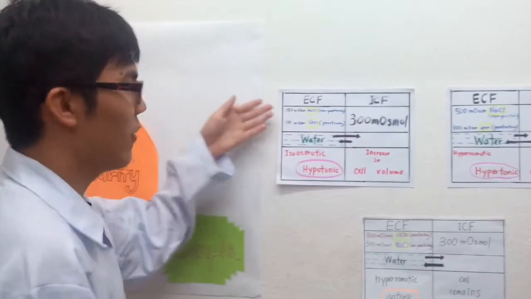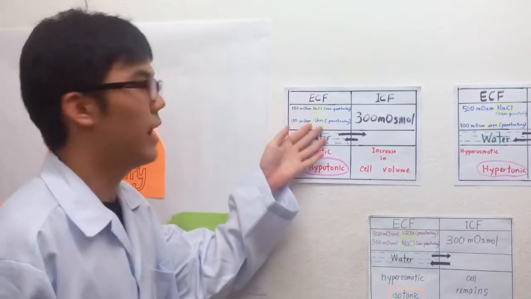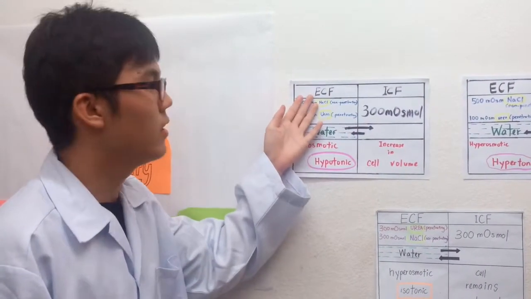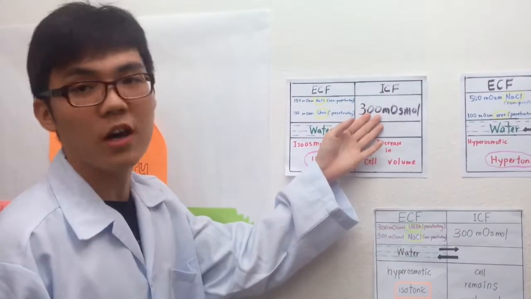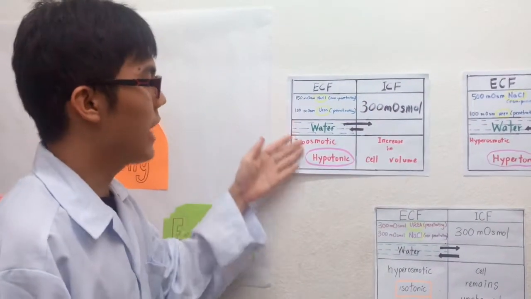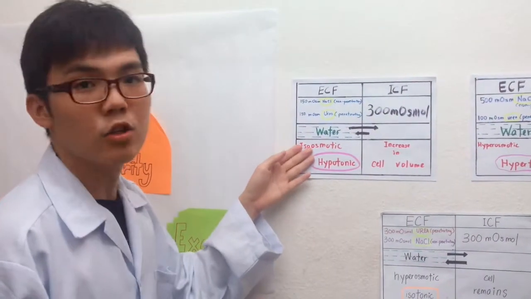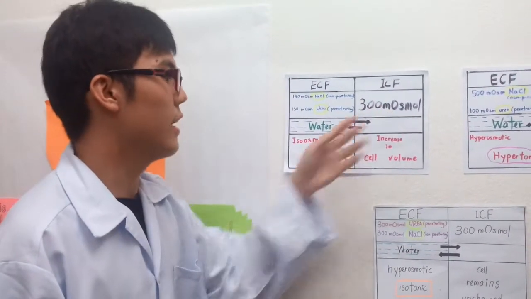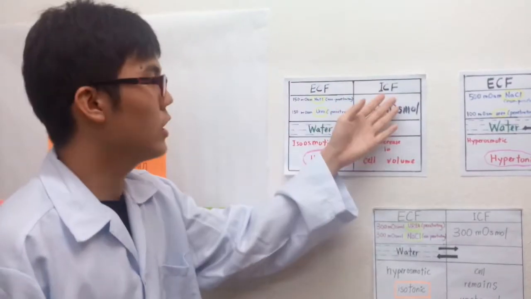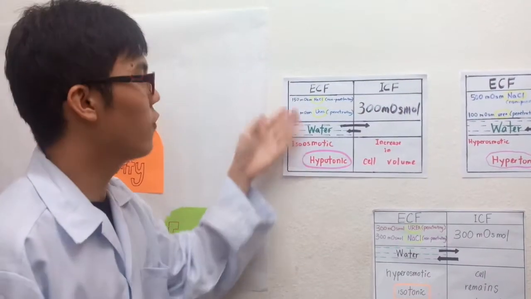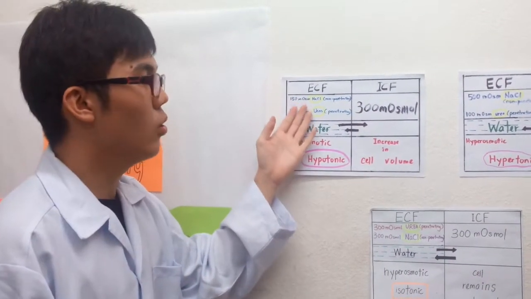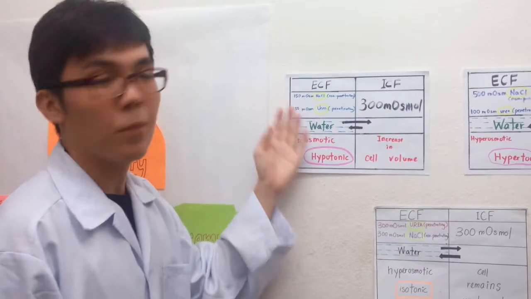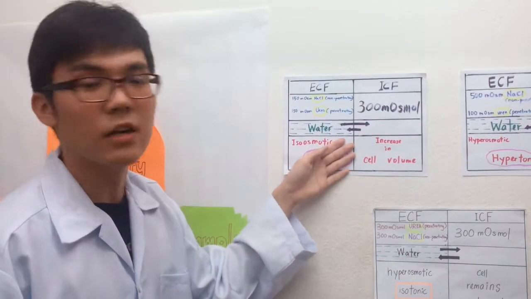In example 1, we have 150 milliosmolar of sodium chloride as non-penetrating solute and 150 milliosmolar of urea as penetrating solute inside the ECF. As for the ICF, we have 300 milliosmolar of non-penetrating solute. ECF is isoosmotic to ICF. This is because the total osmolarity in the ECF is 300 milliosmolar, the same as the ICF. ECF is hypotonic compared to ICF. This is because the concentration of non-penetrating solute inside the ECF is lower than that of the ICF. Therefore, water will move in by osmosis from ECF to ICF and cause an increase in cell volume.